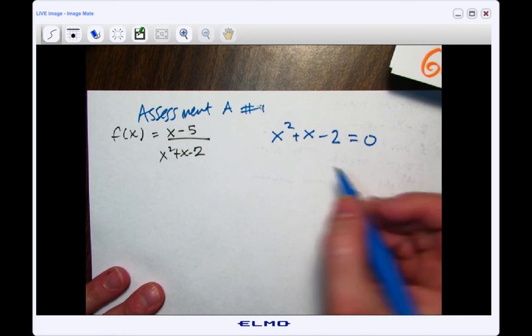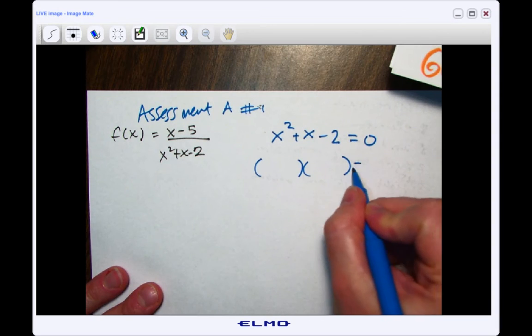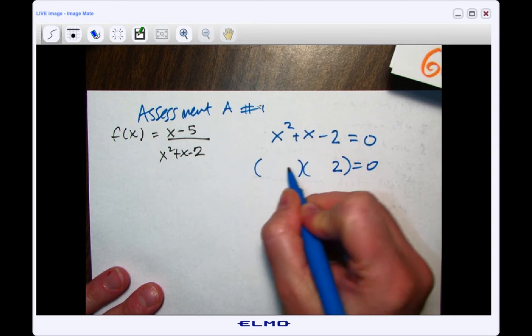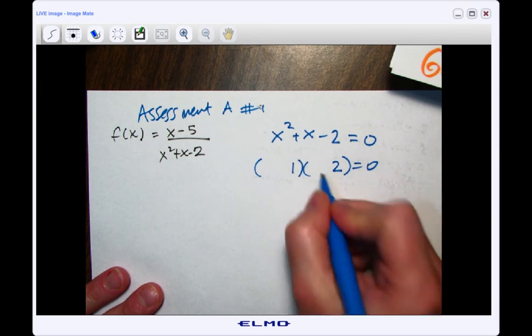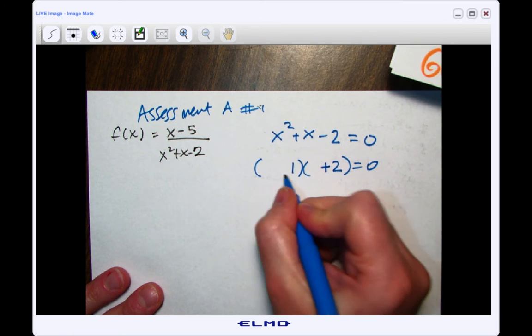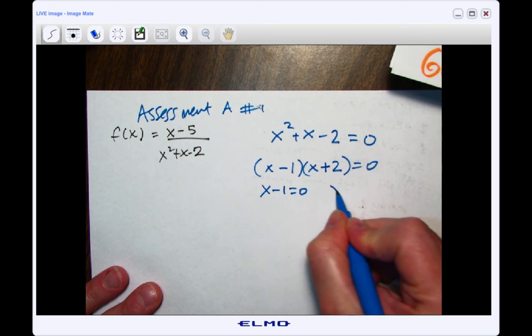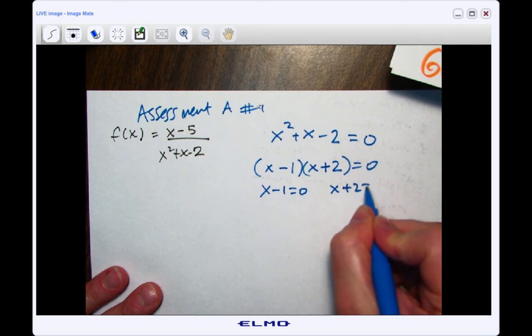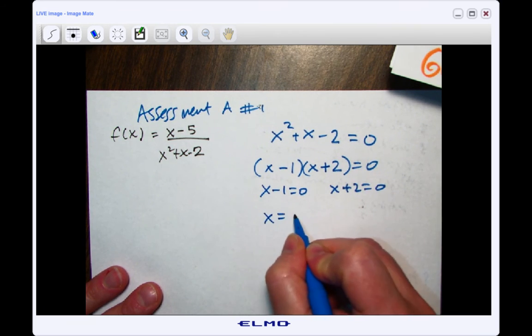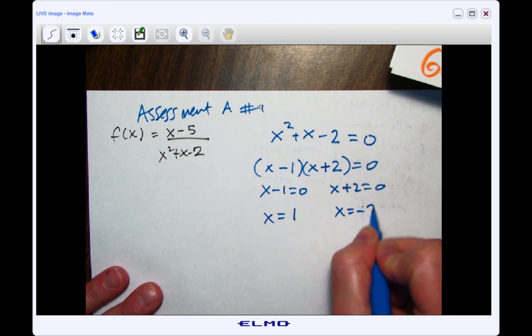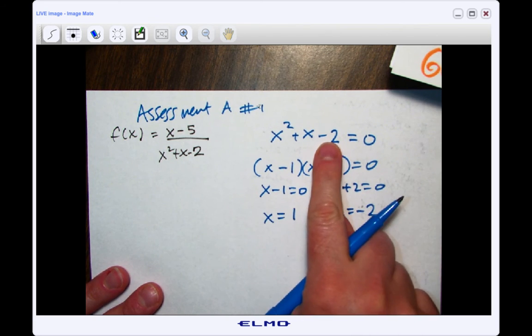So if I'm going to start this one, I'm going to try to factor it first and hope that it factors. So I know it has to be a 2 and a 1. This one would have to be positive because this is positive. And of course, then we just set these equal to 0. And we get x is equal to 1 and x is equal to negative 2. And that's what makes the denominator 0.